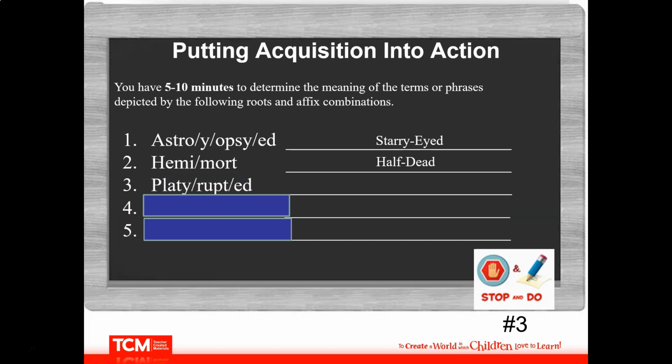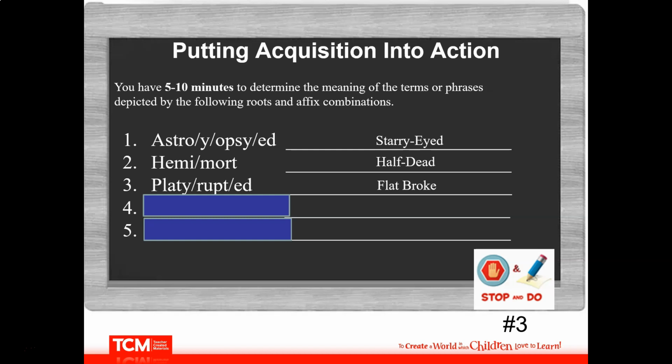Number 3 is actually my favorite, and in a lot of my trainings is probably the one that's the most missed. And with number 3, here we have the base platy, or P-L-A-T-Y, and then we have rupt, and then we add an ed to the end of that. And so very simply, when we put all these 3 together, the phrase that I came up with is flat broke. And so if you think about, like we said it earlier, your working knowledge of these word parts.